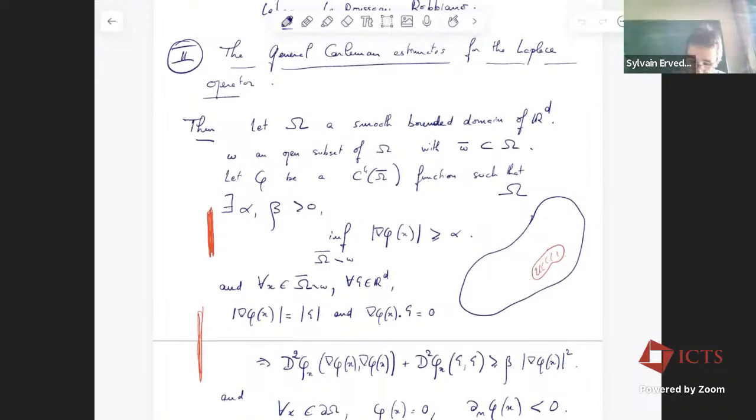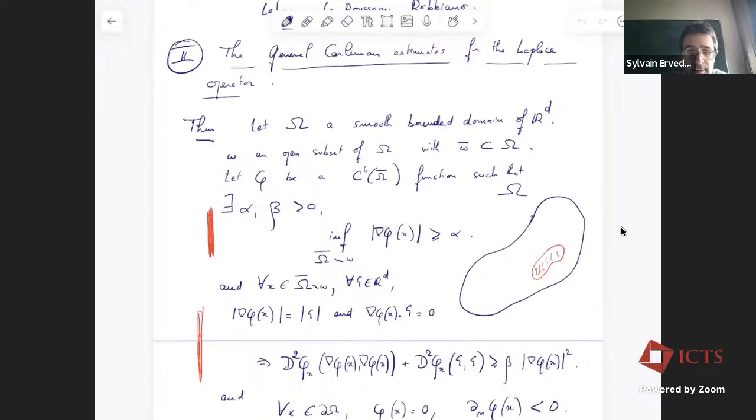So we have omega, a smooth bounded domain of R^d. Small omega is an open subset of capital omega, which is strictly included in capital omega. We have phi, a weight function, which is assumed to have some smoothness. So here I have put C4 just to be on the safe side, but C2 is enough. And on this weight function, I have several assumptions.